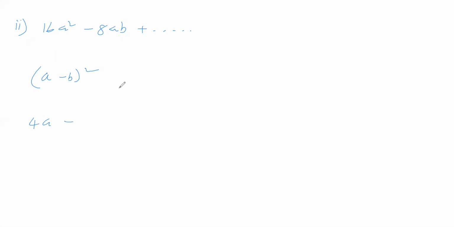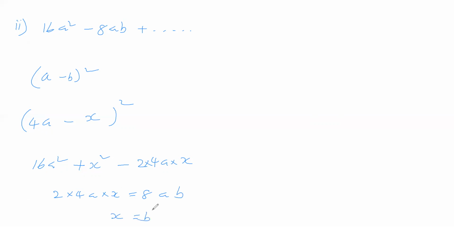Now b we have to take. Then square we have to do. So on squaring we get 16a square minus, here suppose x, we have to square it, so x square, minus 2 into 4a into x. So 2 into 4a into x is how much? 8ab is given. Therefore, what is x? x is equal to b. In the place of x, you write b.